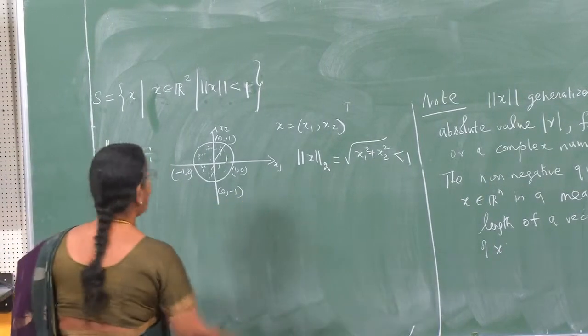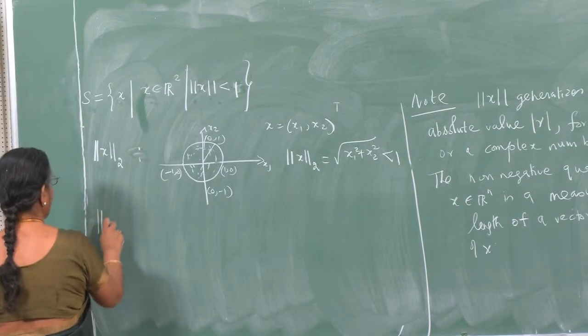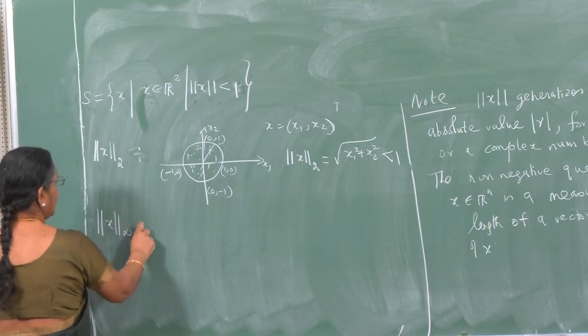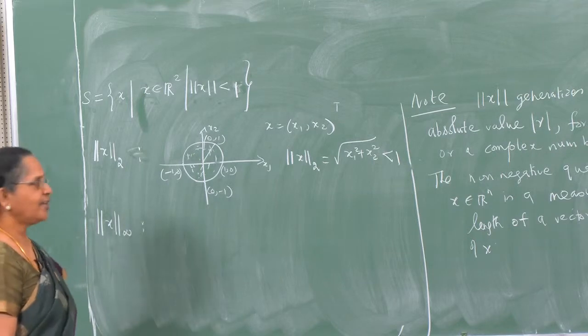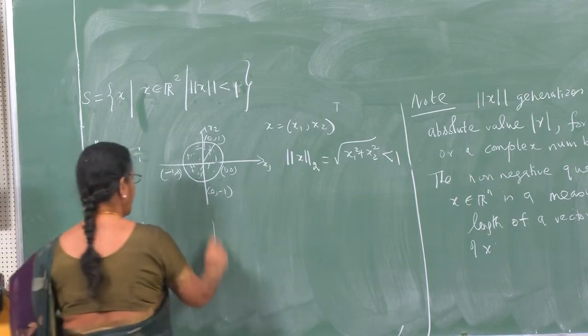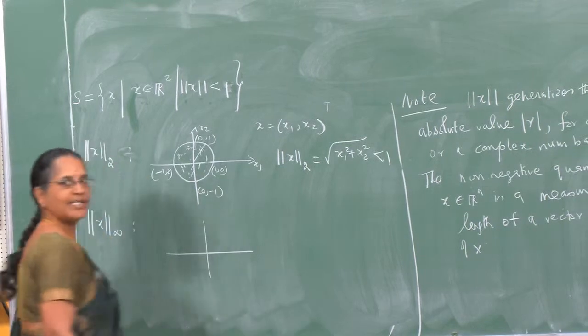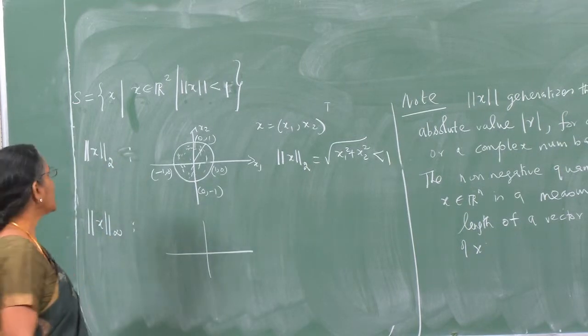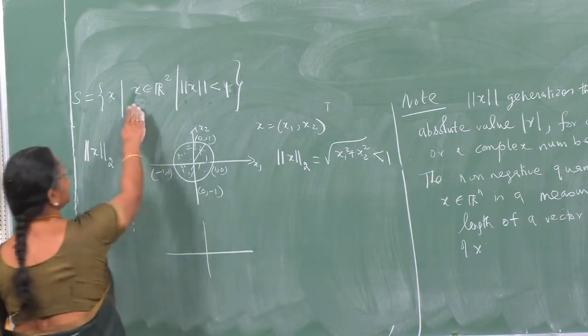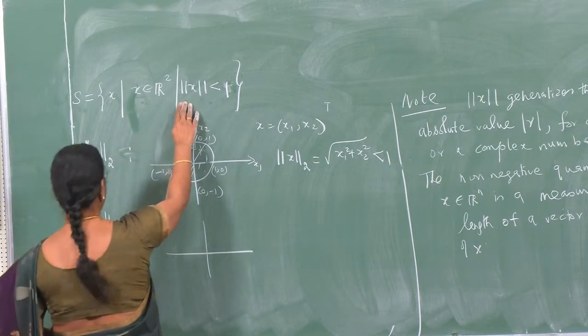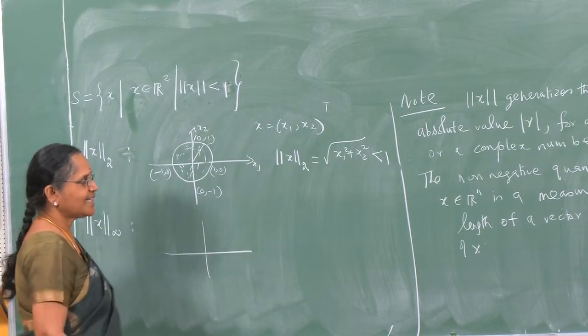Let us use the L infinity norm for the same set. So, if I use the L infinity norm, then in the Euclidean plane, which is a two-dimensional plane, I would like to mark all those points x such that norm x infinity must be less than 1.